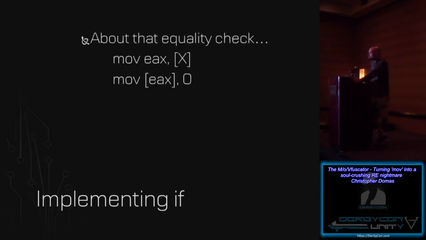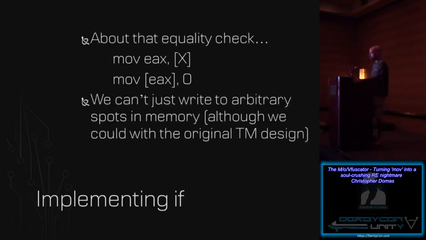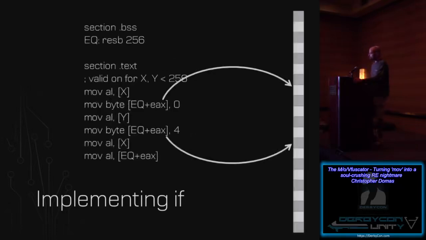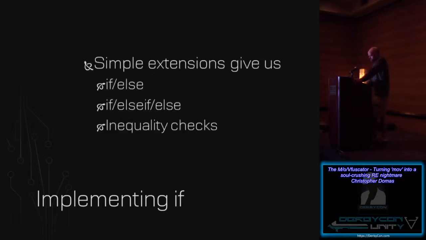So if you're paying really close attention, you might notice there's something a little bit funky about that equality check that we looked at. Here we're writing 0 into some arbitrary location in memory. You really can't do that. That's a pretty good way to segfault your program. But you can get around that problem as long as you limit yourself to 1 byte data. So for brevity, I'm not actually going to go over how we do that. But if you're really curious, you can look at how we can get around segfault issues in that equality check.